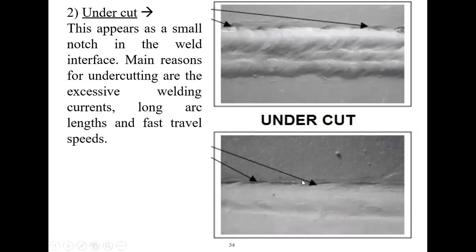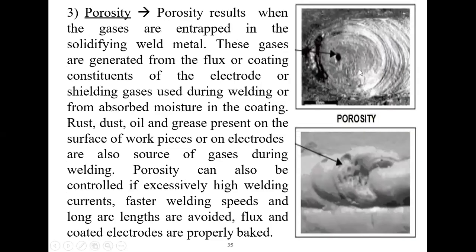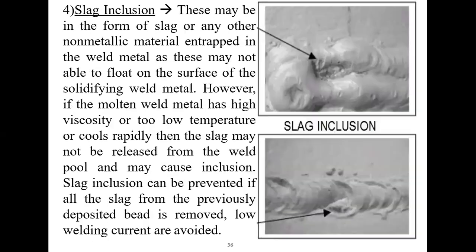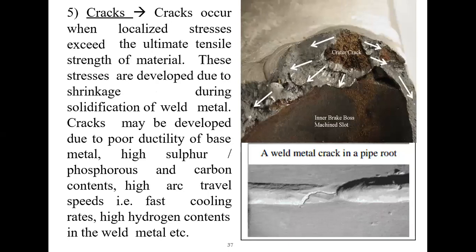Another is undercut. This appears as a small notch in the weld interface. This is a very common defect in welding. Next is porosity. Basically, porosity is the entrapment of gases in the welding section or the bead. Next, slag inclusion. Slag may be included in the welding zone or in the bead. It is also a welding defect. Next, the crack. This is the most important defect, and it is common for any type of welding.